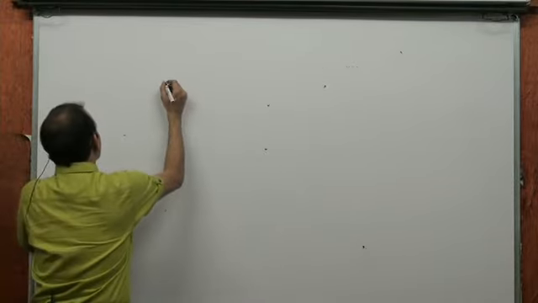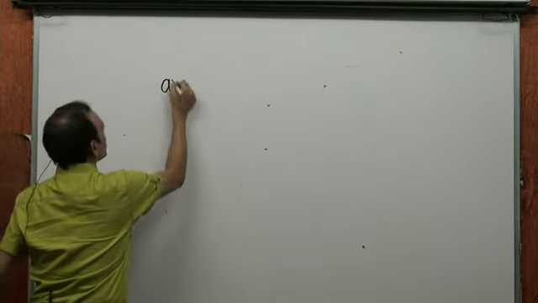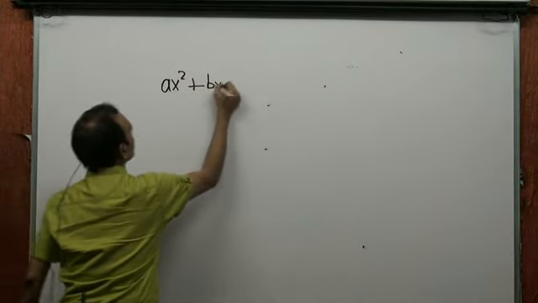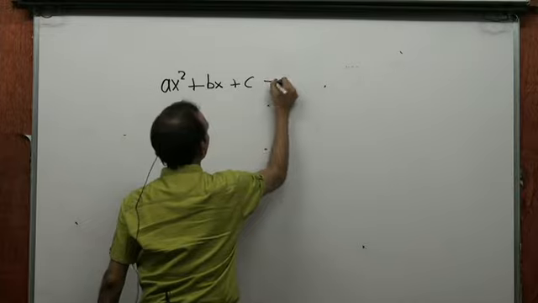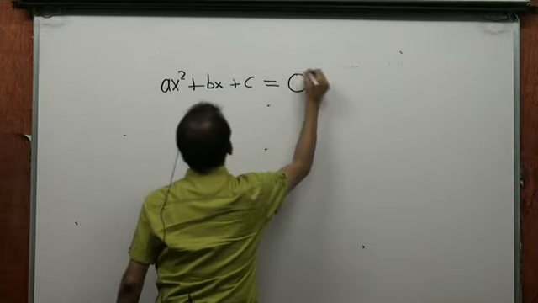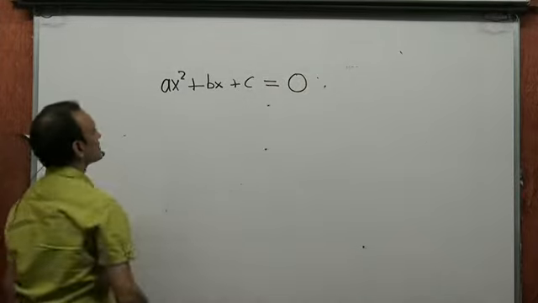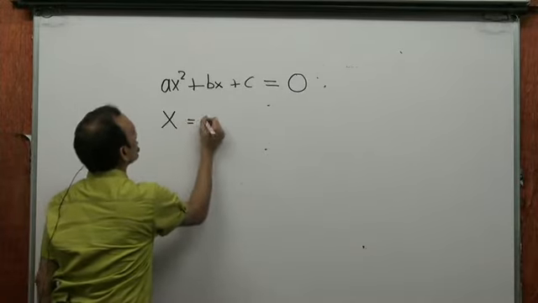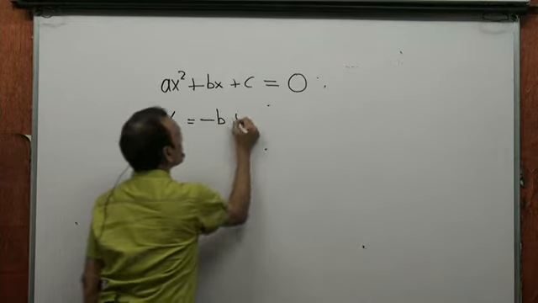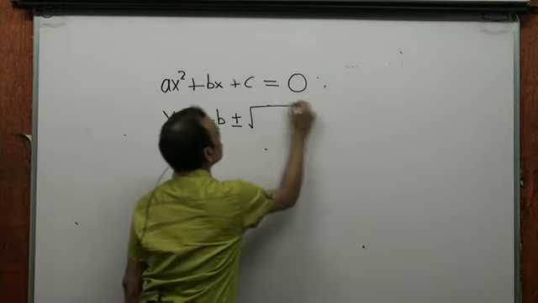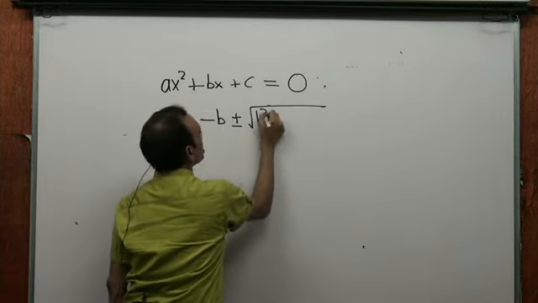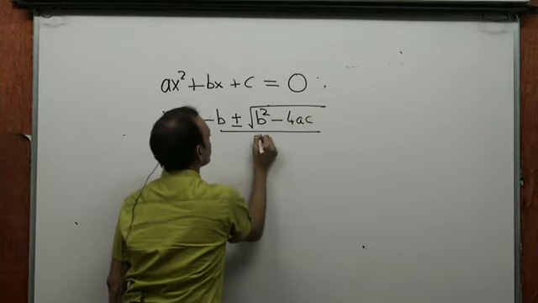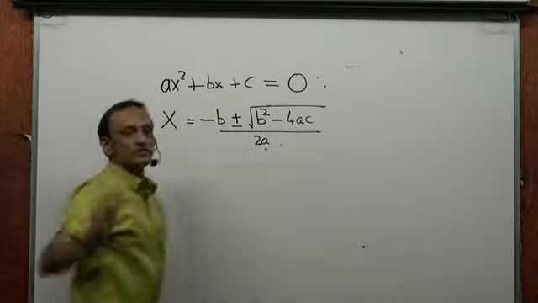This quadratic ax squared plus bx plus c equal to 0, like I said, has roots x equal to minus b plus minus root b squared minus 4ac by 2a. These are the roots of this quadratic.